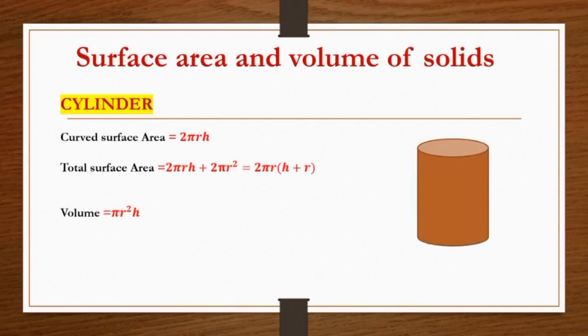Cylinder. Curved surface area of cylinder is 2 pi RH, that we have already done. Total surface area is 2 pi RH plus 2 pi R square, and we can write this as 2 pi R within a bracket (H plus R). Volume is pi R square H.